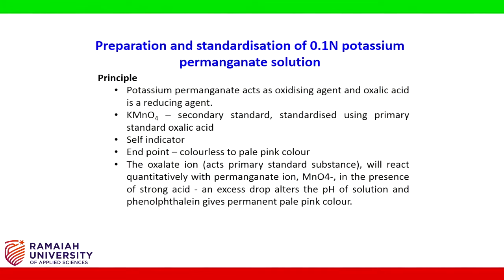Principle: potassium permanganate acts as an oxidizing agent and oxalic acid is a reducing agent. Potassium permanganate, being a secondary standard, is standardized using primary standard oxalic acid. In this reaction, potassium permanganate acts as a self-indicator and the end point is recognized by a colorless solution to pale pink colored solution. The oxalate ion, which acts as a primary standard substance, will react quantitatively with permanganate ion.